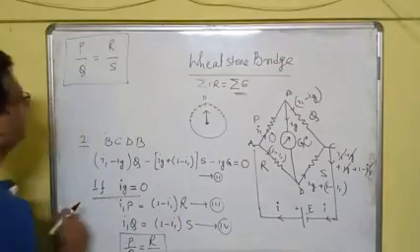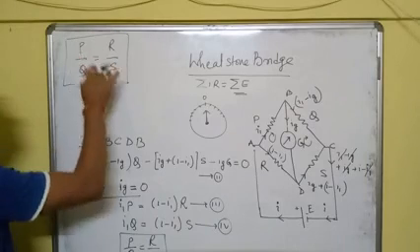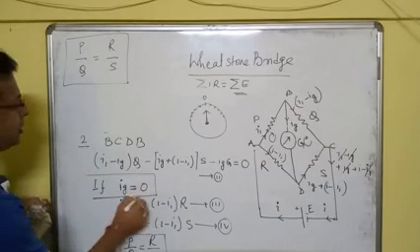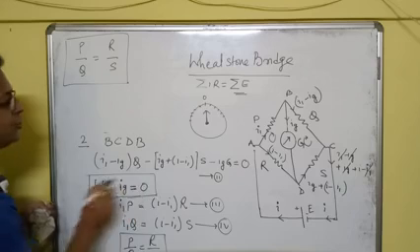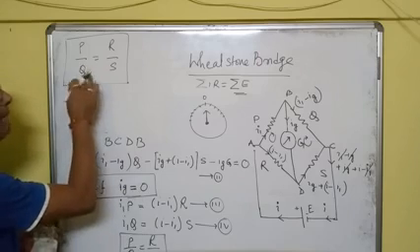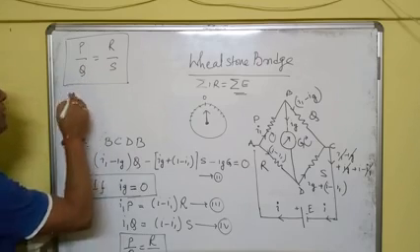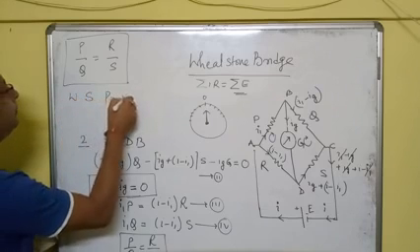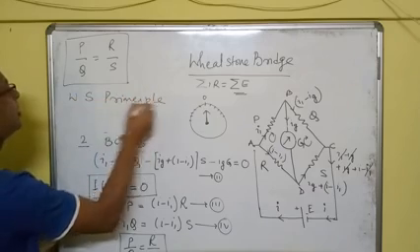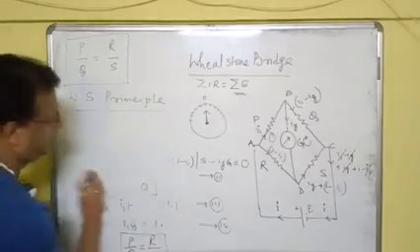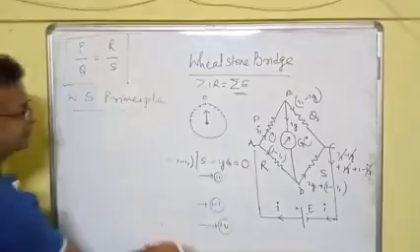So when this is the case, P by Q is equal to R by S. What is the condition for this? That Ig should be 0. No current will flow through the galvanometer. This is called a balanced Wheatstone bridge, the Wheatstone bridge principle. Now, you see, why have we studied all this?